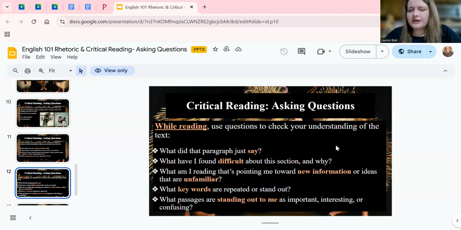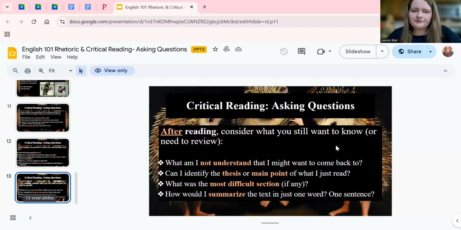While reading, you can use questions to check your understanding. What did that paragraph just say? What did it mean? What have I found difficult about this section? Why is it difficult? What am I reading that's pointing me towards new information or unfamiliar ideas? What keywords are repeated or stand out? What passages are standing out to me as important, interesting, or confusing?